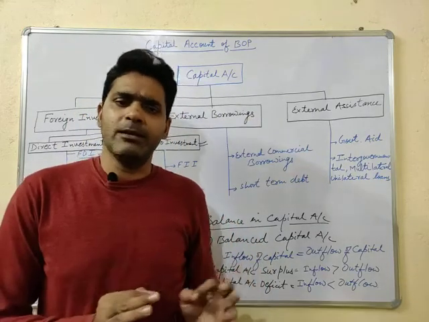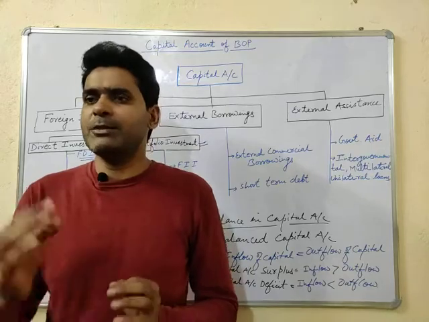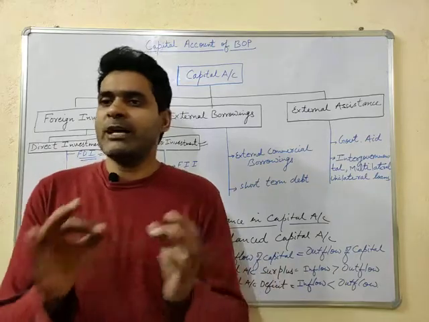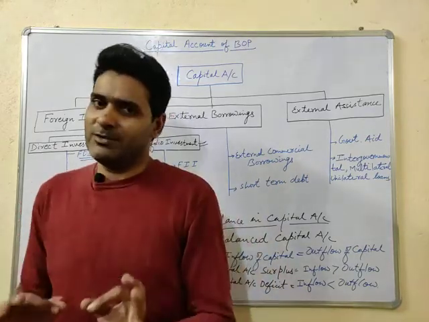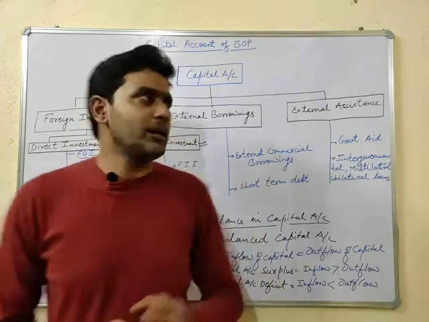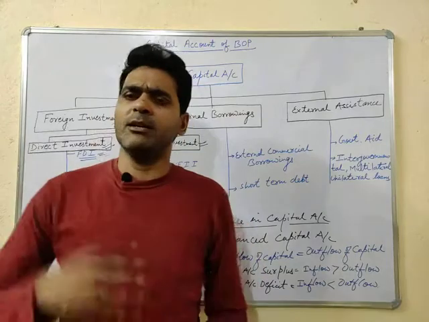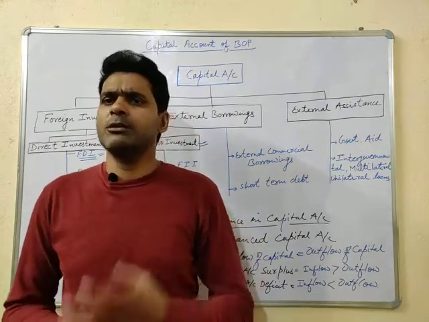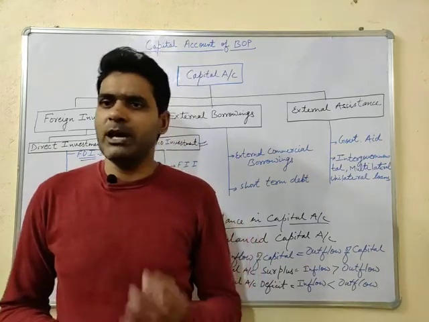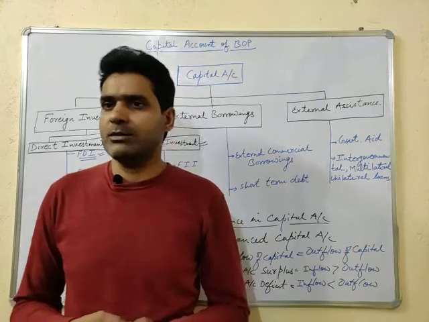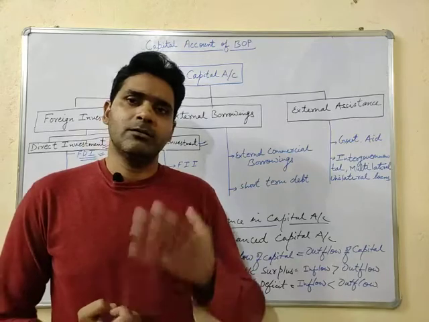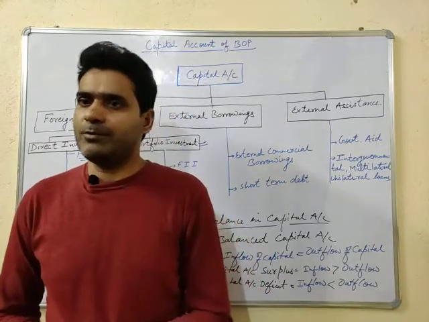But RBI is still publishing its data according to the old norms, though it has adopted the new norms as well. That is why, as far as the syllabus of +2 is concerned, we are dealing only with these two accounts. The third component, as I have told you earlier, is errors and omissions, which I will discuss when I tell you about the last section of balance of payments, the accommodating and autonomous transactions in the balance of payments.